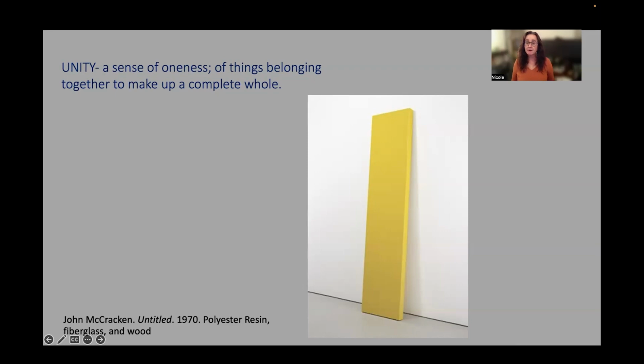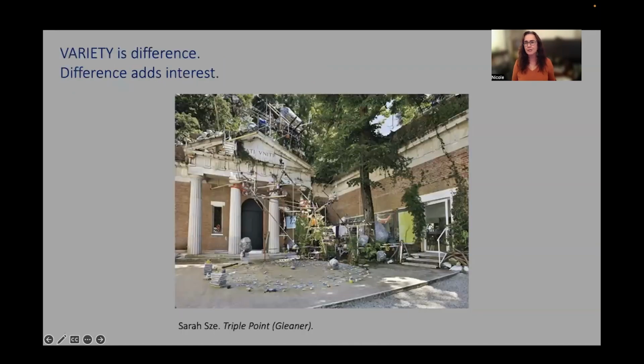So a work of art might be very unified, but also boring. Variety is what provides diversity in a work of art. It's what can pique our interest and make us want to keep looking and spend time with the work. So we're kind of looking at a couple of extremes in order to really understand what these terms mean.